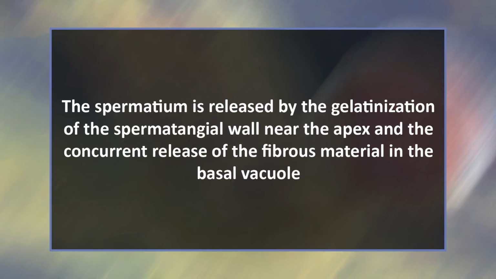Subsequently, the vacuoles fuse to form one large vacuole. The spermatium is released by the gelatinization of the spermatangial wall near the apex and the concurrent release of the fibrous material in the basal vacuole. The fibrous material presumably swells and pushes the spermatium out of the spermatangium. The fibrous material is sticky and some of it adheres to the spermatium, thereby facilitating attachment to the trichogyne.